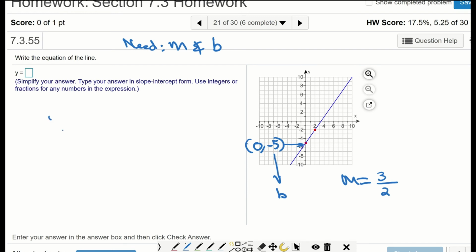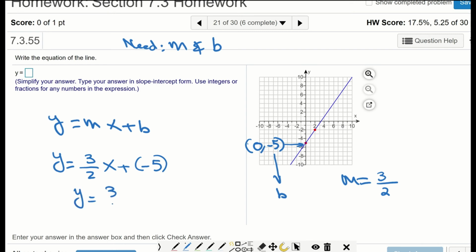Now you're ready to write the equation, right? So y equals what? Well, let's start with the general form of it, mx plus b, right? So now all you have to do is for m, use 3/2, and for b, use -5. Except you don't want to type it in like that because that's not the simplest form. The simplest form is for you to go ahead and multiply those two out and just write y equals 3/2 x minus 5. Just like that.